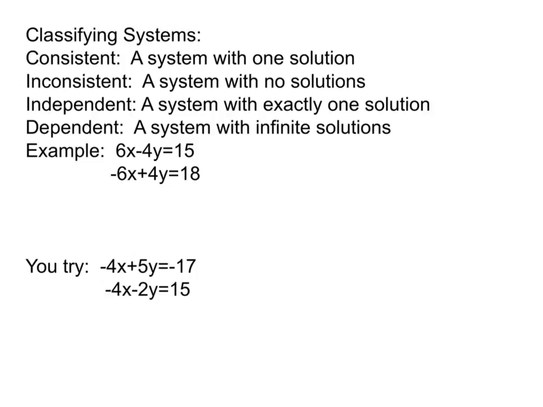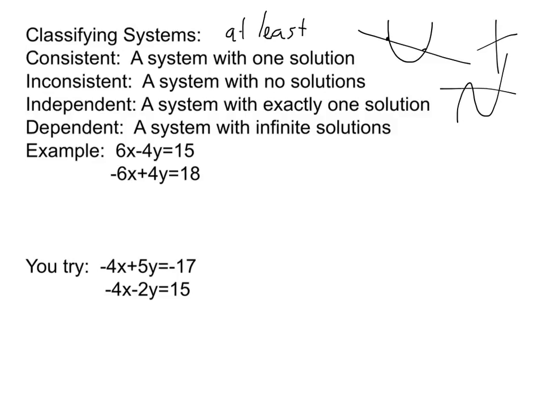Classifying systems. Okay, a consistent system has at least, so let's use a change to, it says a system with one, it should say at least one solution. At least one solution. That's a consistent system. So you could have a parabola and a line that cross, that has two. Okay, you could have two lines that cross, that's where those two cross. You could have a line that crosses 3 times. Those are all consistent because there's at least one solution.